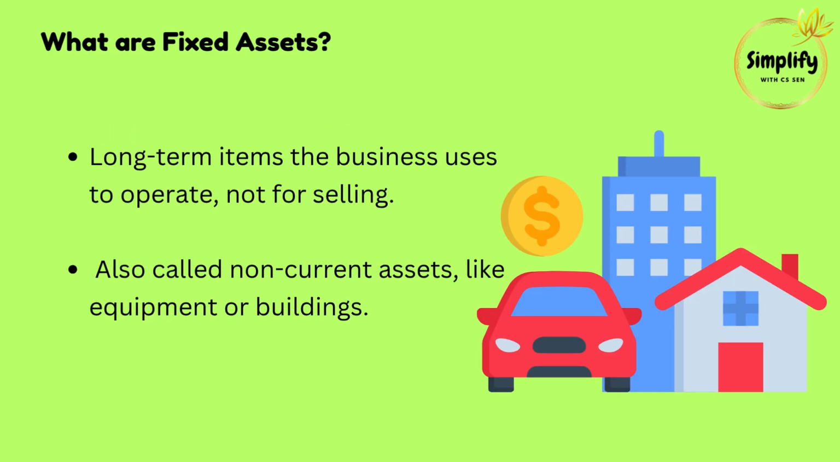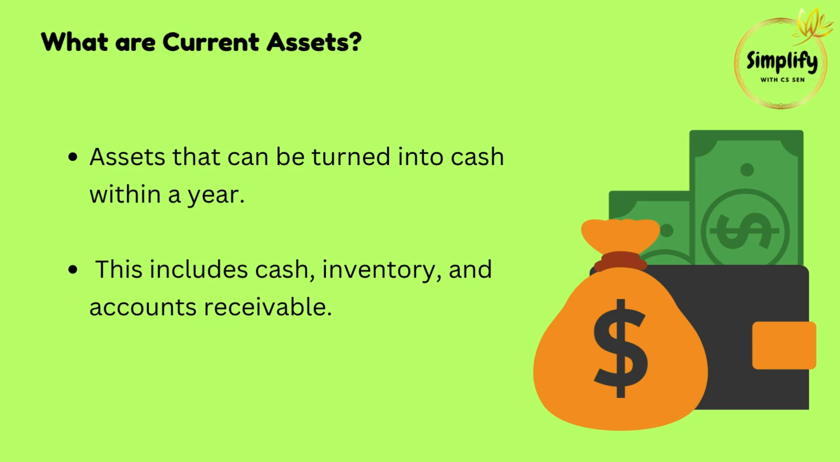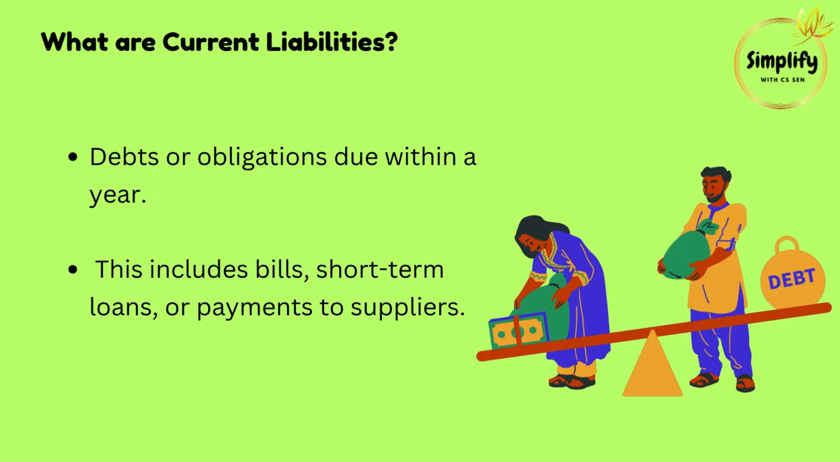What are fixed assets? They are long-term items that the business uses to operate its business. These items are not for sale. They are also called non-current assets. Examples are equipment or buildings. What are current assets? Assets that can be turned into cash within a year are called current assets. This includes cash, inventory, and accounts receivable. What are current liabilities? Debts or obligations due within a year are called current liabilities. This includes bills, short-term loans, or payments to suppliers.